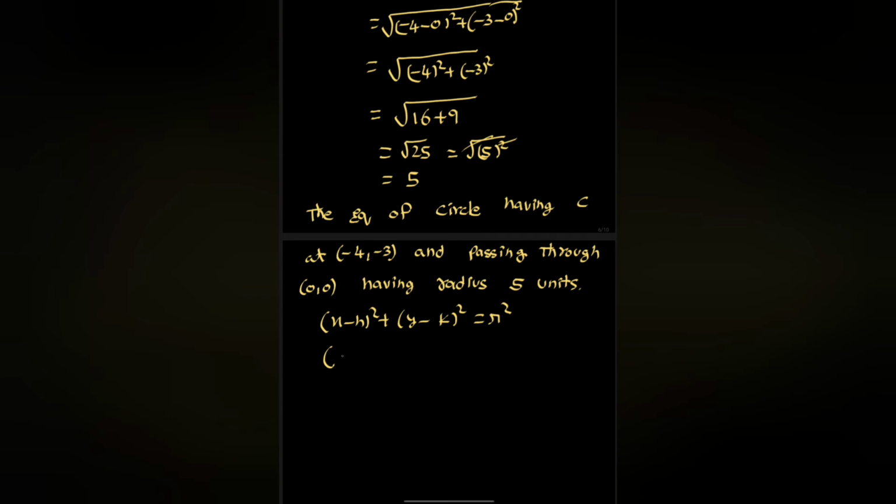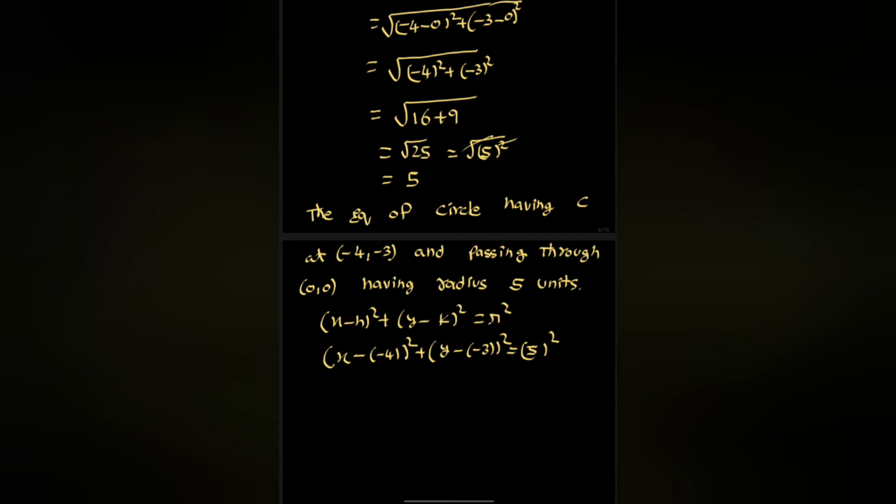So substitute, then we get (x minus of -4) whole square plus (y minus of -3) whole square equal to, what is r? It's 5, so 5 whole square. So (x plus 4) whole square plus (y plus 3) whole square equal to 25.